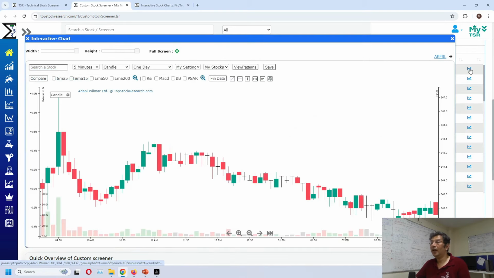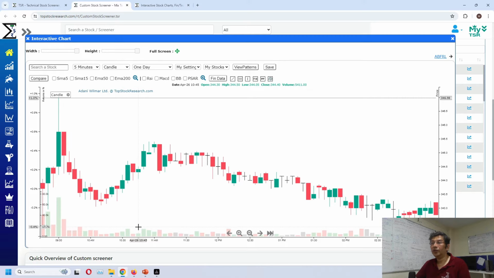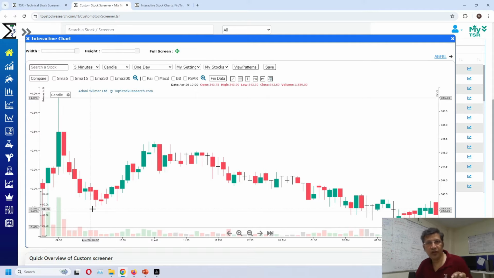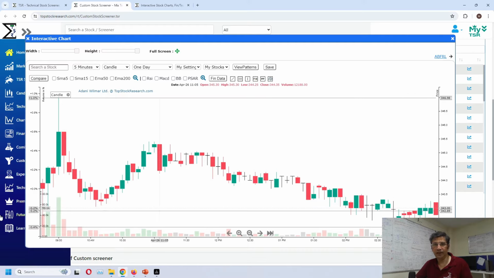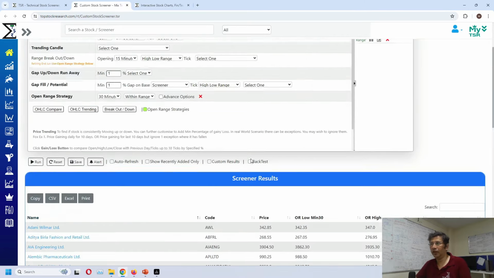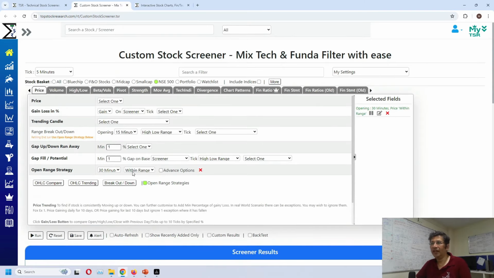Adani Wilmar. So the open range was this. It started from this level and went up to this level, open range, and it was pretty much consolidating till the end of the day, right? So it was almost within the range of the open range. As I mentioned, the open range can be very volatile. In this case, all the news or whatever happened overnight got factored into the huge volatility, and after that the market was pretty stable out here, right?